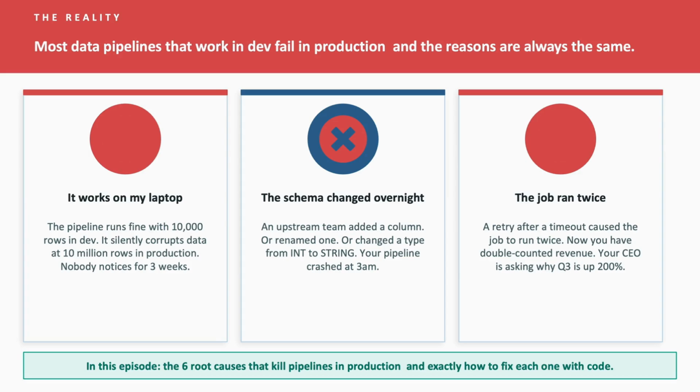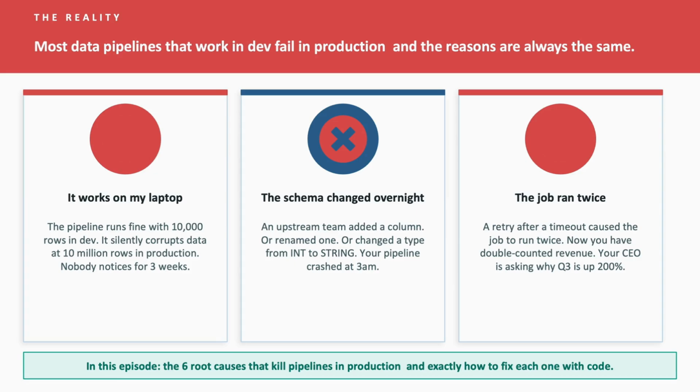So the card one here, it works on my laptop. Your dev environment has clean data, small volumes, and no upstream dependencies. Production has none of that. So the pipeline that works on 10,000 rows silently corrupts data at 10 million.